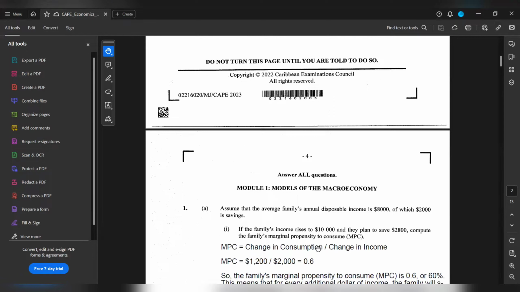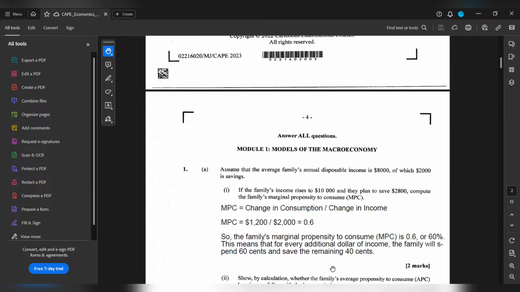MPC will be change in consumption divided by change in income. MPC will be equal to 1,200 divided by 2,000, which is equal to 0.6. So the family's marginal propensity to consume, MPC, is 0.6 or 60%. This means that for every additional dollar of income, the family will spend 60 cents and save the remaining 40 cents.